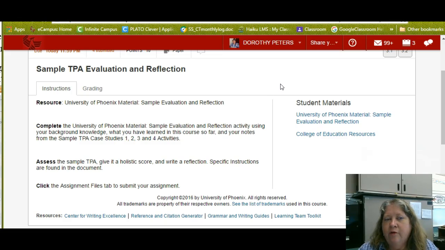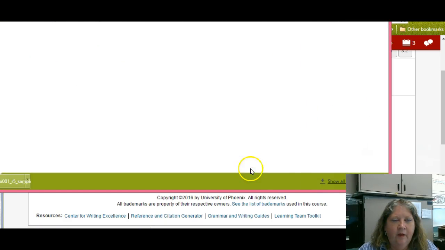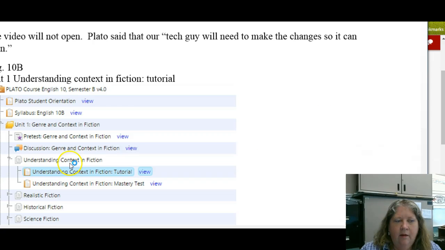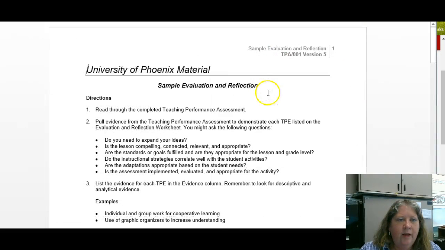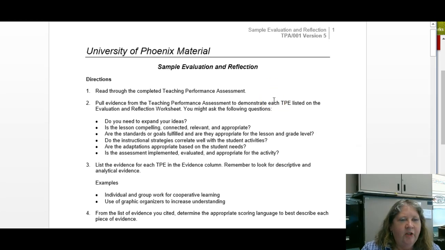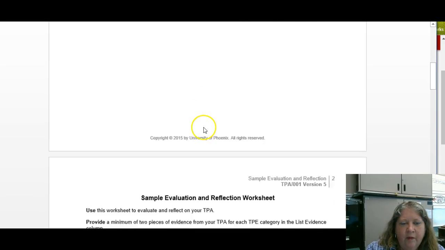In week 3, you're going to use the same worksheet for your own TPA. So the goal is for you to evaluate and reflect upon the TPA that you read and then on your own TPA for next week. So as I click into it and open up the assignment, it's right here where it says sample evaluation and reflection. So here you're going to read through these directions, but I'm going to skip over them because I'm going to tell you what you need to know.